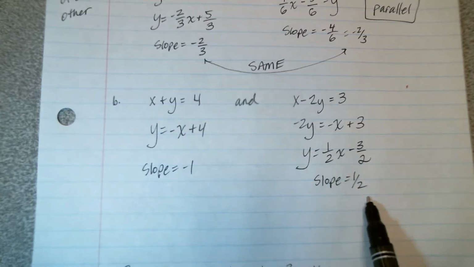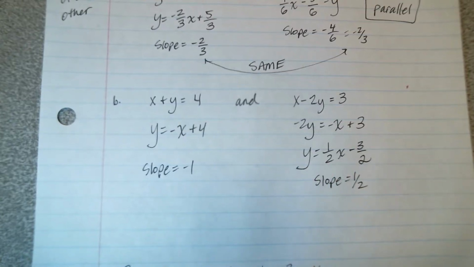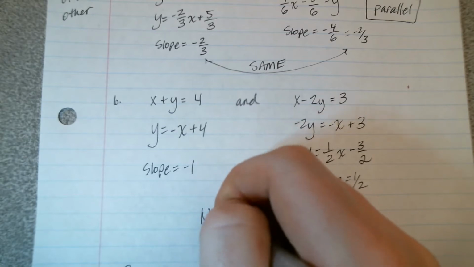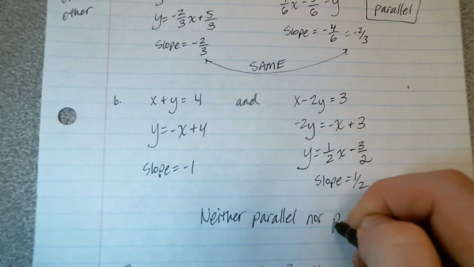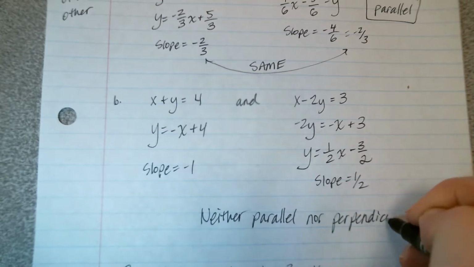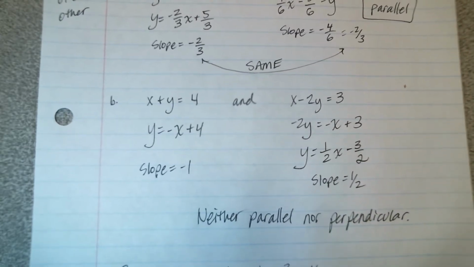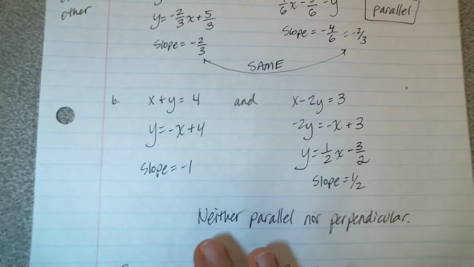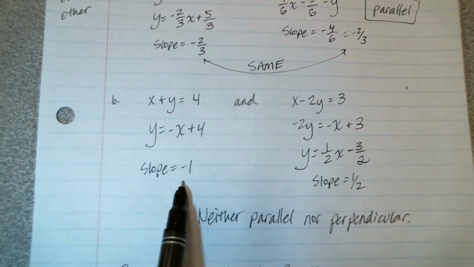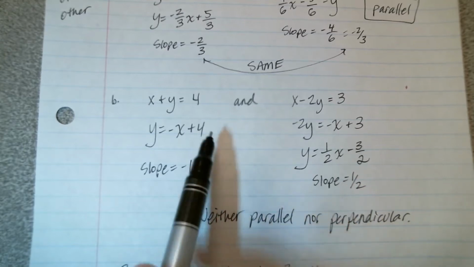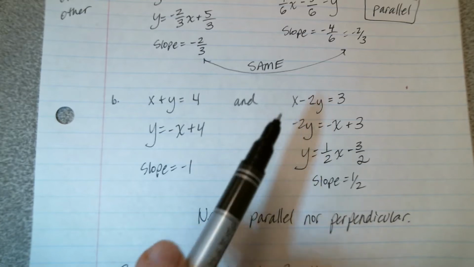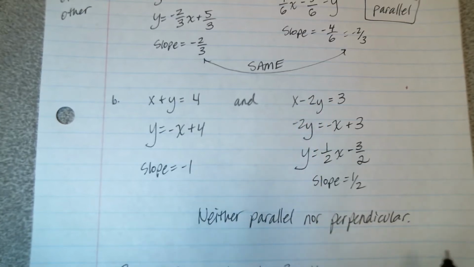But are they reciprocals of each other? And the answer is no. They're also not the same. So these two lines are neither parallel nor perpendicular, because it doesn't fit the definition. We didn't get the same slope, so they're not parallel, and these two slopes are not opposite reciprocals of each other, so they're not perpendicular. So these are just two lines that cross, just not at a 90-degree angle.